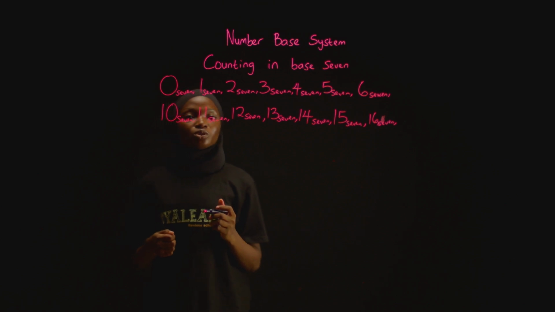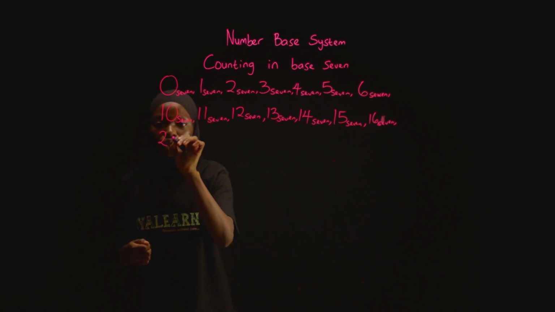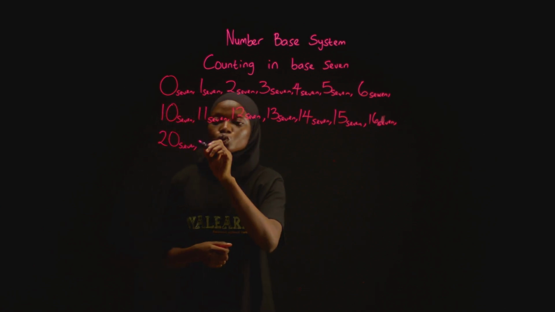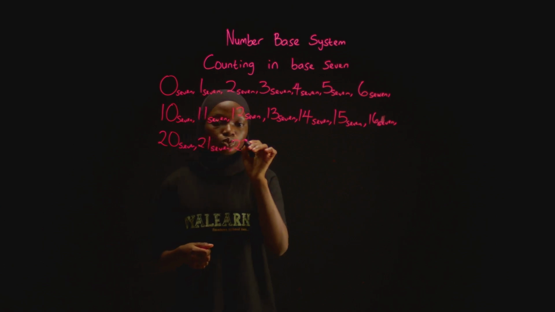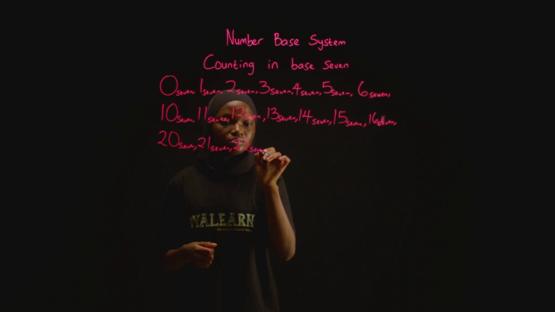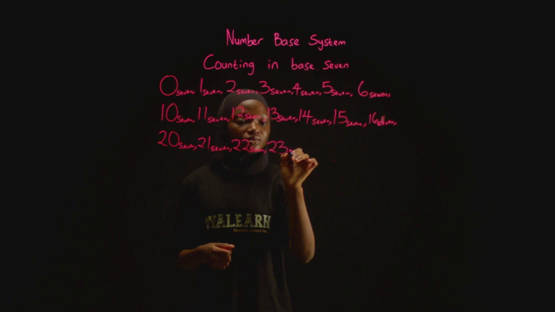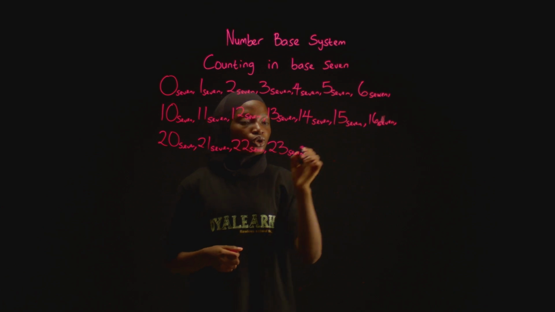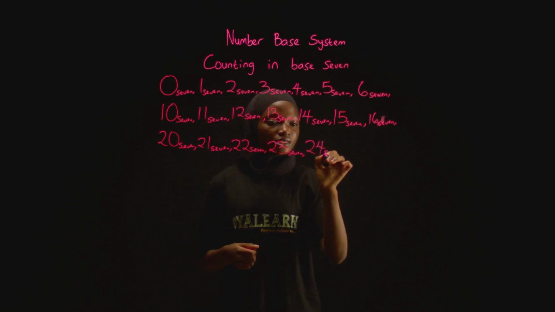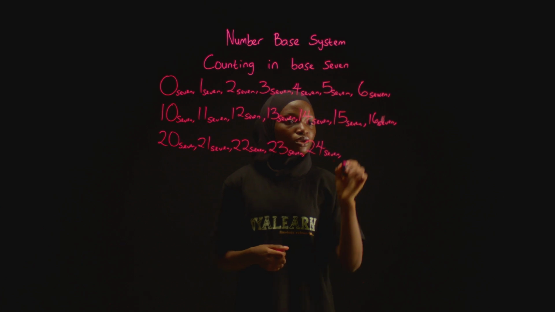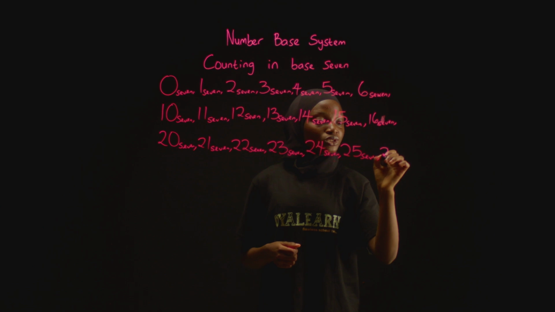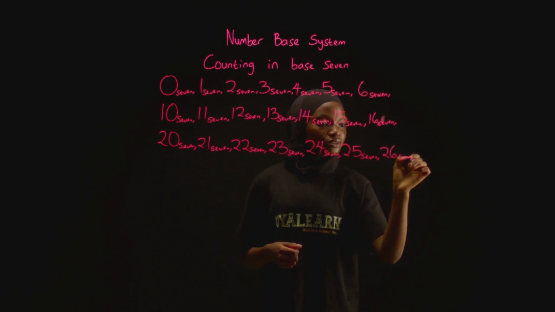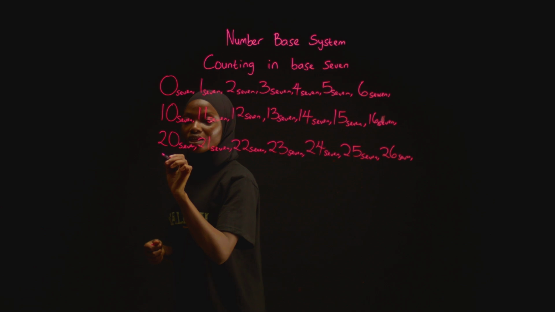Now for the next 2-digit numbers, we move on to 20, base 7. 21, base 7. 22, base 7. 23, base 7. 24, base 7. 25, base 7. 26, base 7. And the next is going to give us 3.